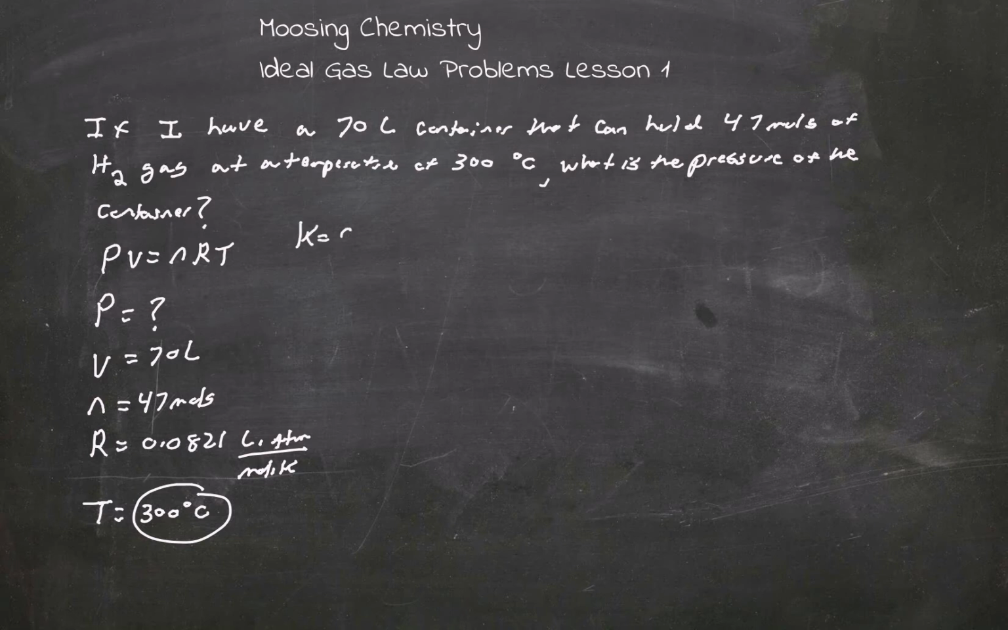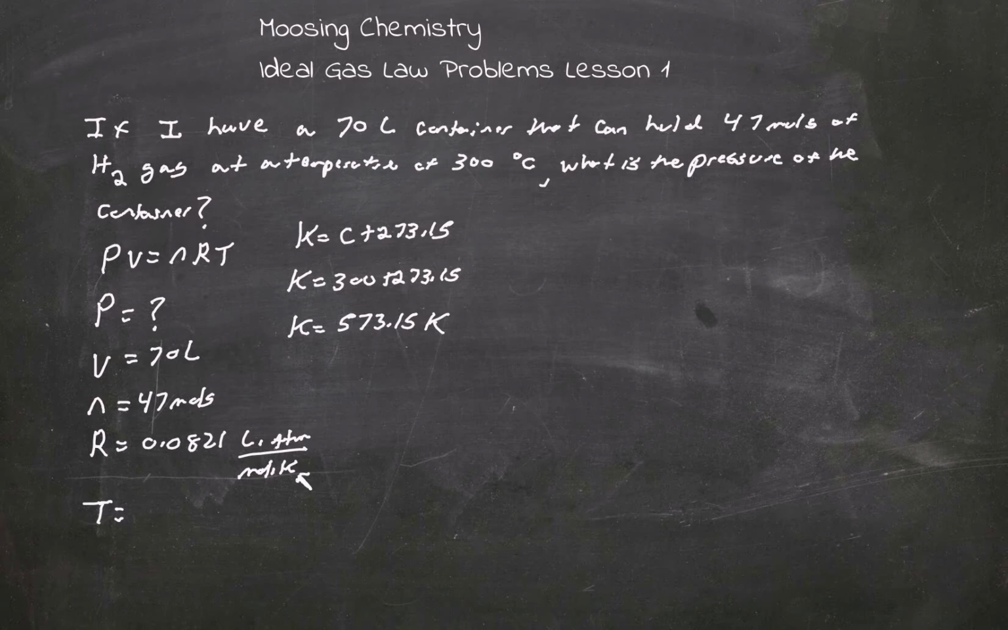So K equals C plus 273.15. K equals 300 plus 273.15. Kelvin equals 573.15 K. So now we're going to erase that number here, and we're going to plug in that other number because we did our conversion. We need to do that because that's Kelvin. Okay, so that gives me 573.15 K. Now we're ready to do this.